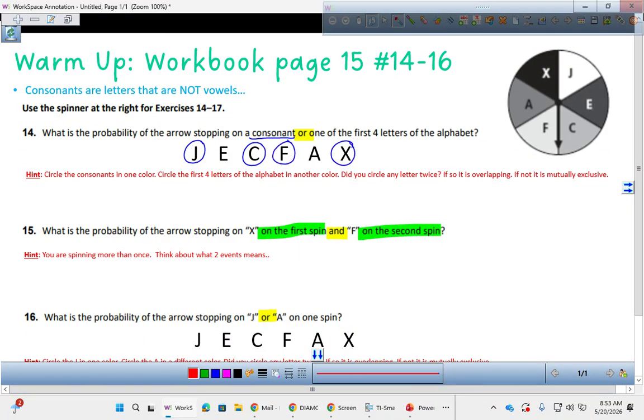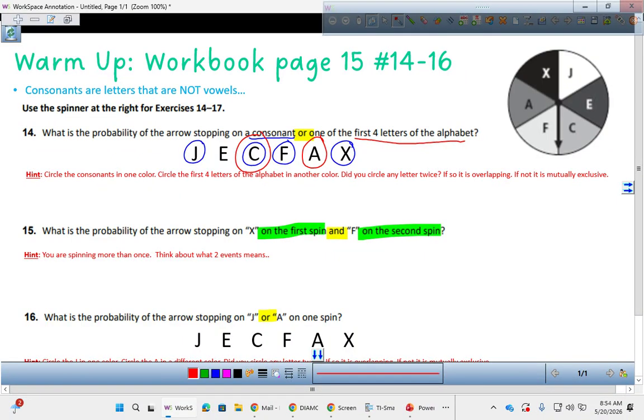And then in a different color, I'm going to circle the first four letters of the alphabet. So there's A, B, but that's not an option, C, D, but that's not an option. Okay, so by using two colors, I can see there's an overlap here because I circled the letter C in both colors. That's overlap. It means that it worked for one category and the other at the same time. So with one spin of this wheel, if I landed on C, I'm meeting both categories.